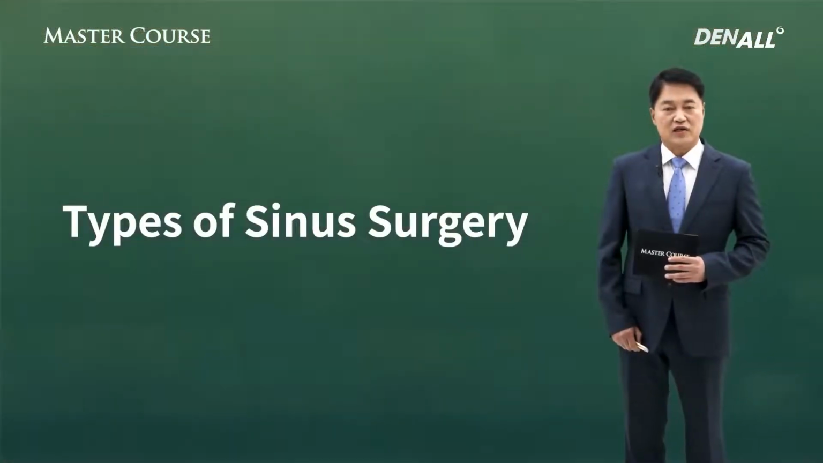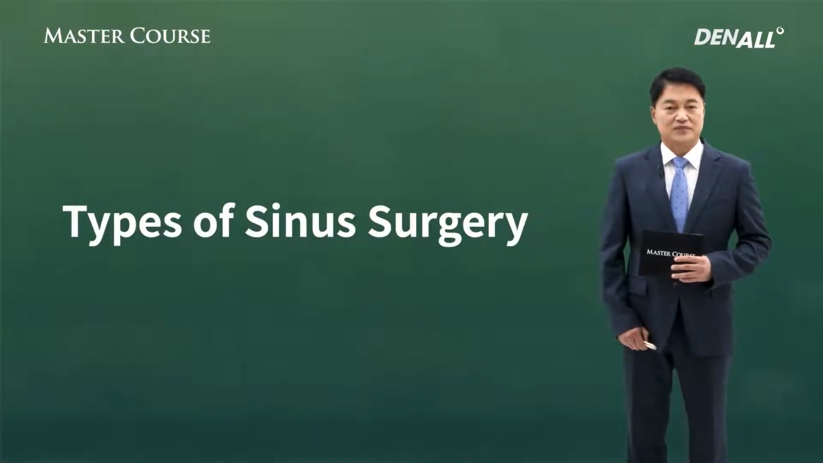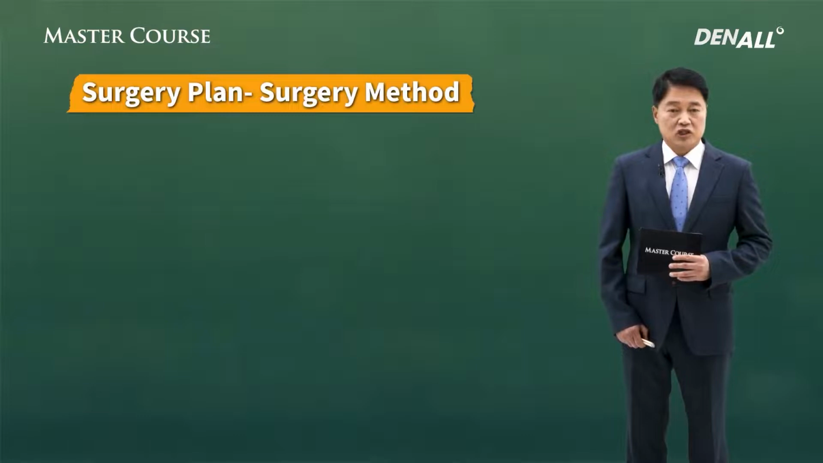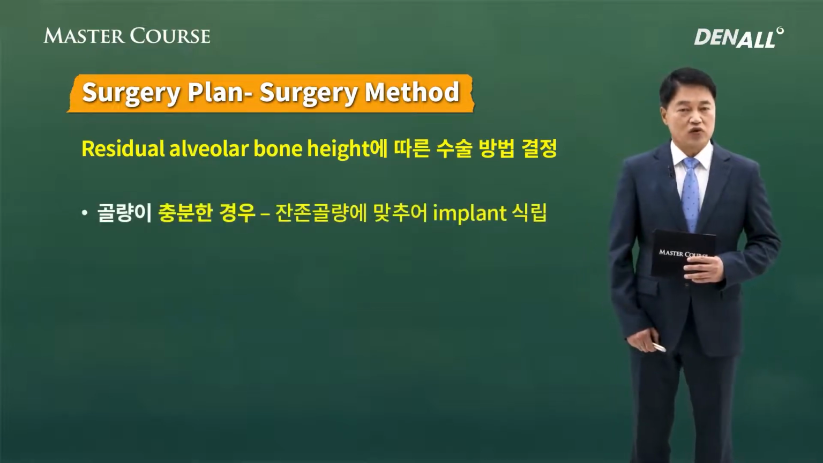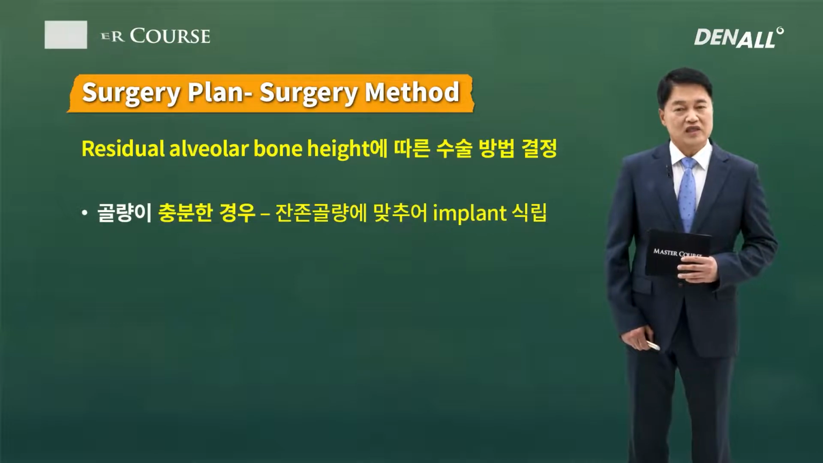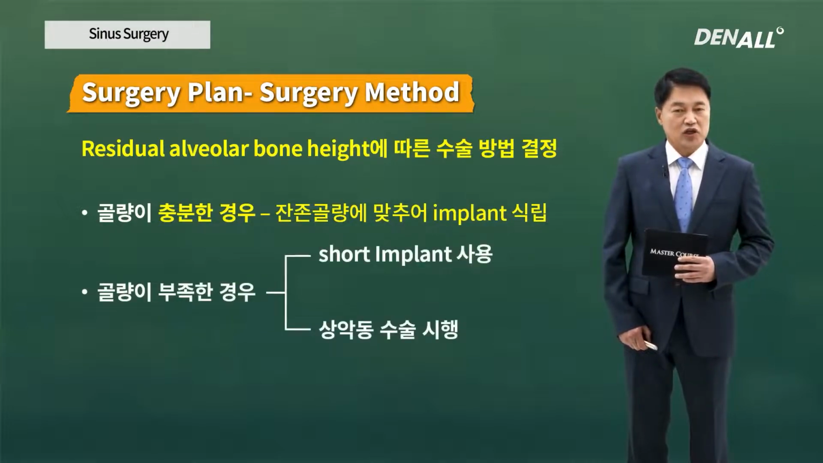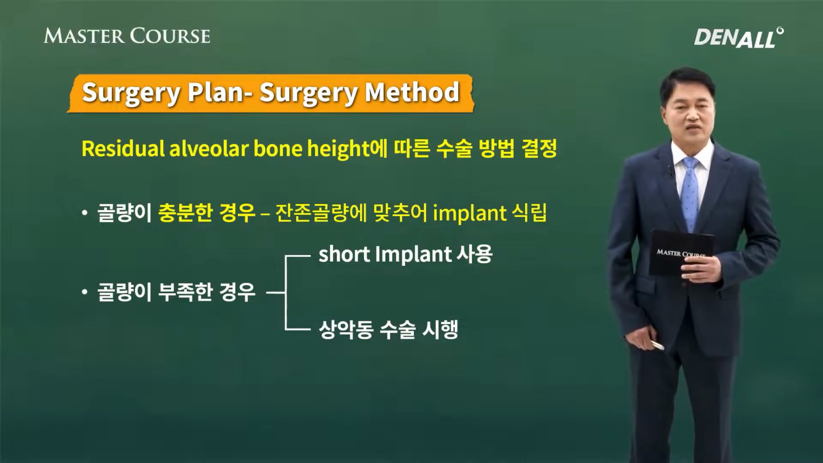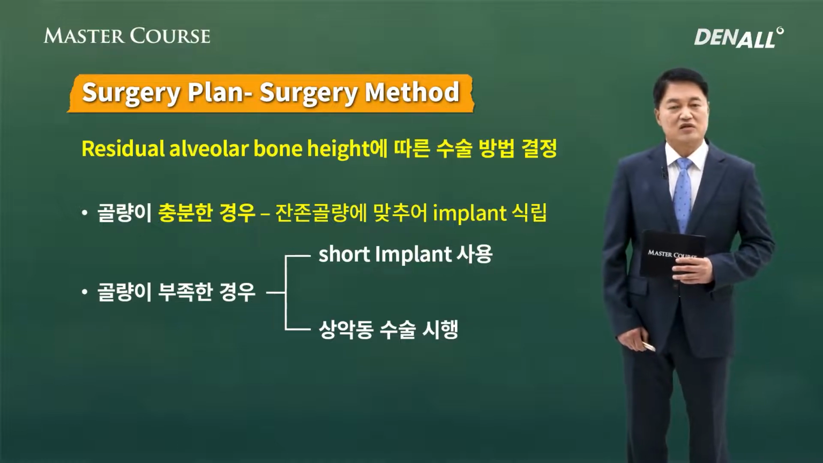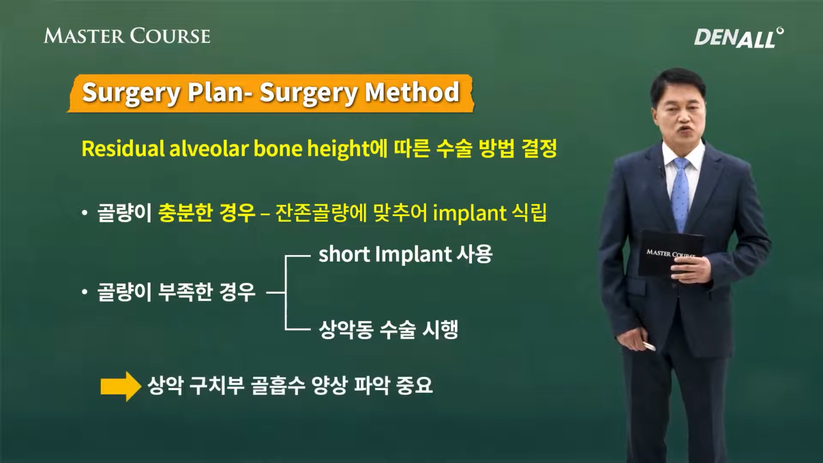Let's look at types of sinus surgery. In the upper posterior area, the surgery method is determined depending on the amount of bone left. If there's sufficient bone, you can place the implant accordingly. If there's lack of bone, you have 2 choices. First, you can place a short implant, or if that's not possible, you can do sinus surgery, do bone graft, and place the implant. In the upper posterior, we need to understand the level of bone resorption.